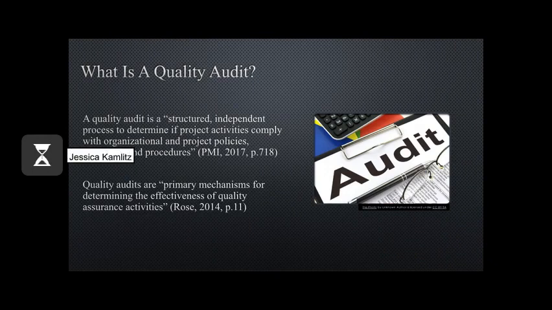What is a quality audit? PMI 2017 defines quality audit as a structured, independent process to determine if project activities comply with organizational and project policies, processes, and procedures. Rose 2014 defines quality audits as primary mechanisms for determining the effectiveness of quality assurance activities. You can view quality audits as kind of a checks and balances system. So these are used in quality assurance and to ensure that quality control measures are working and are effective.